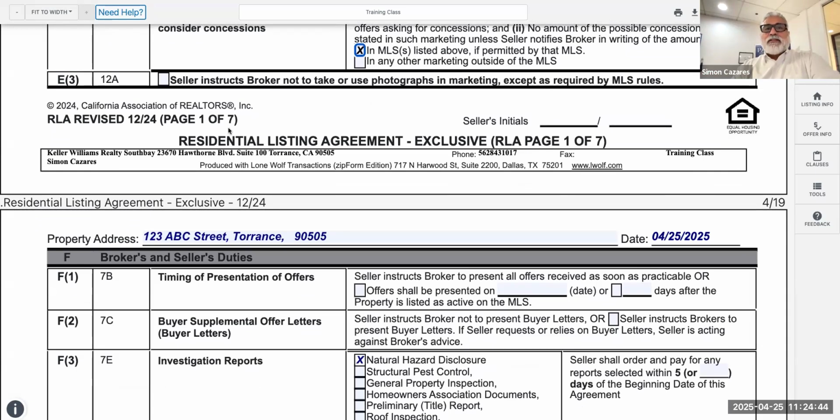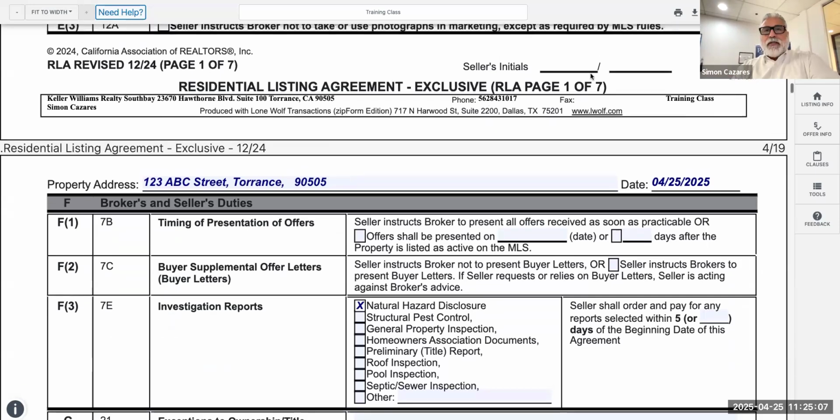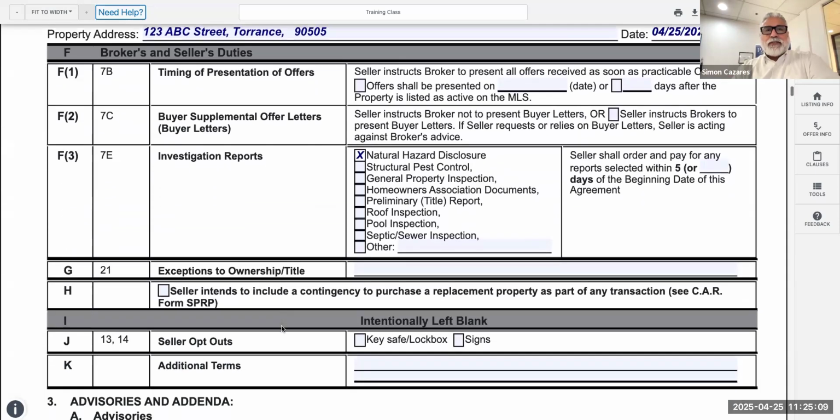Seller instructs broker not to take or use photos and marketing except as required by the MLS. So if they're adamant that they don't want more than what's required by the MLS, then you would check this box here. Okay, but it's very likely that the seller won't want to expose their property. Initials, and then we go on to the next one.